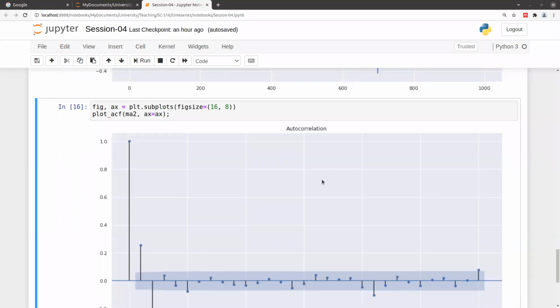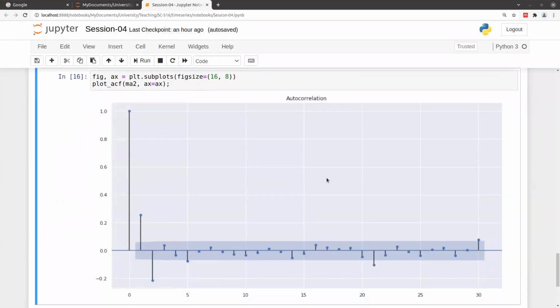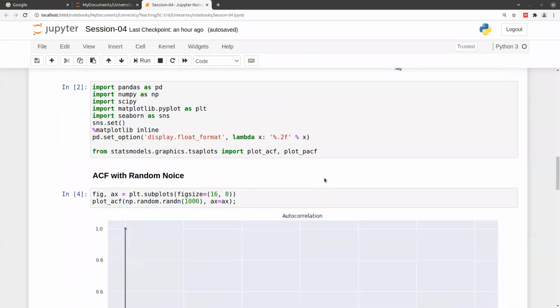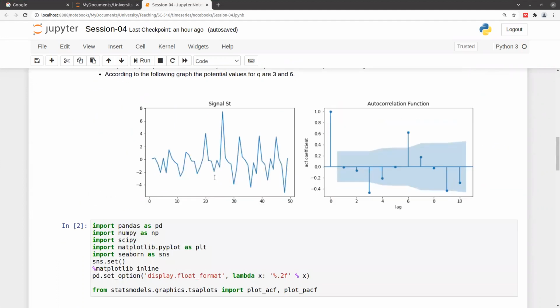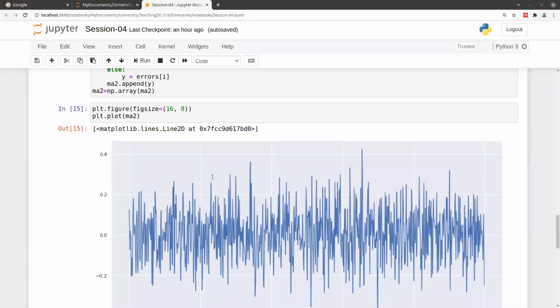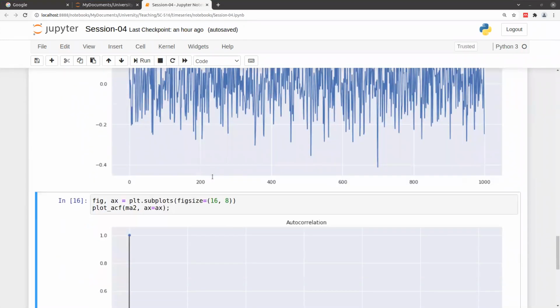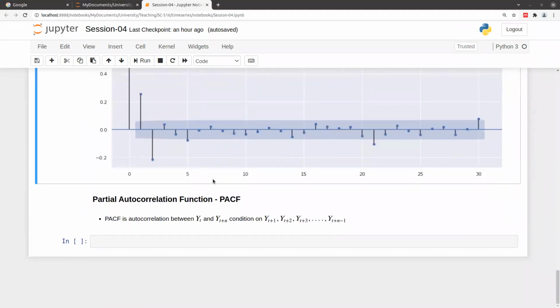Right. Now onwards, let's discuss what the next topic in our session is. The next topic is partial autocorrelation function. We have discussed autocorrelation function, so let's discuss what partial autocorrelation function is. You can see it as the autocorrelation between two data points, conditional on the in-between data points.